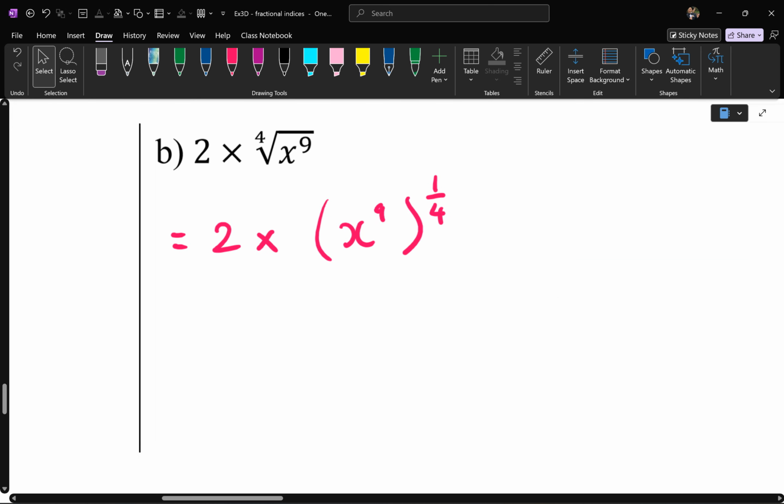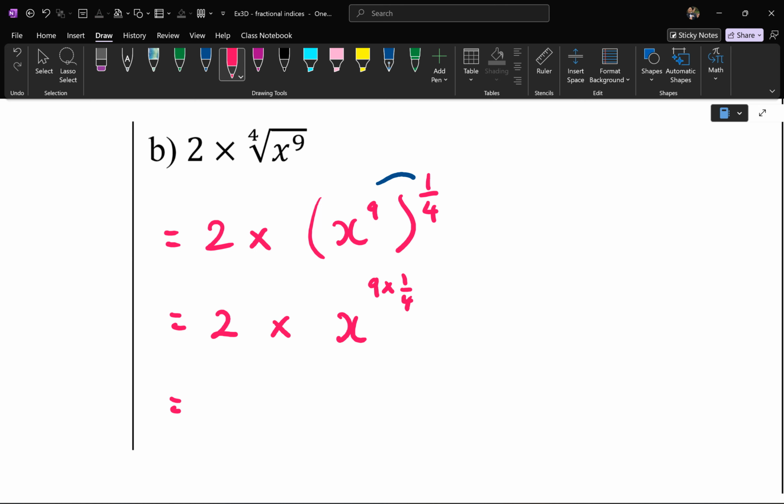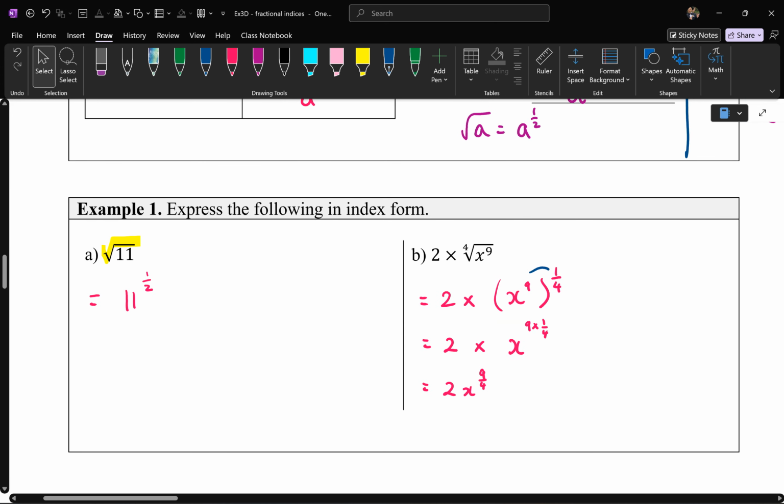And then looking at this, that is rule number 3. Index law number 3, what do we do with the powers, Olivia? You times them. So it becomes x to the power of 9 times a quarter. And what is 9 times a quarter? Let's go with Sunny. 9 quarters. You can leave your answer like that. Okay? No negative powers, but positive powers fine. If it's fractional, that's okay as well. Nothing wrong with fractional powers. Okay, so that would be a 2 times x to the power of 9 on 4. Pretty straightforward. That's rule number 8. This is the benefit of being able to change it. You can then simplify things as well. Let's try the next one.